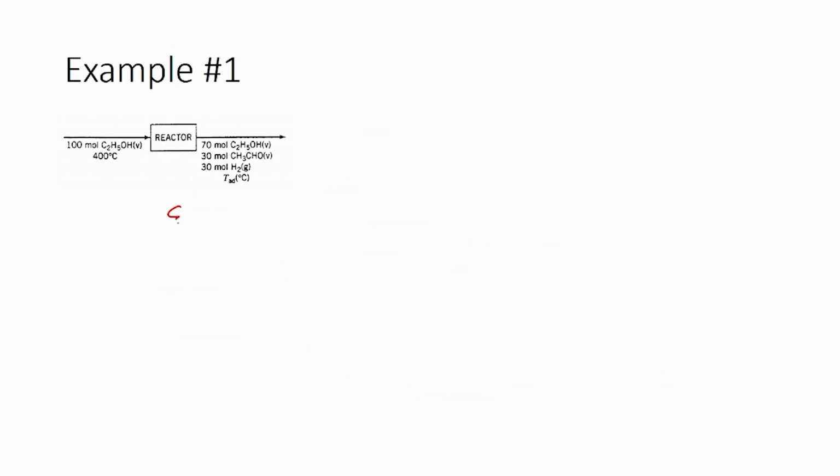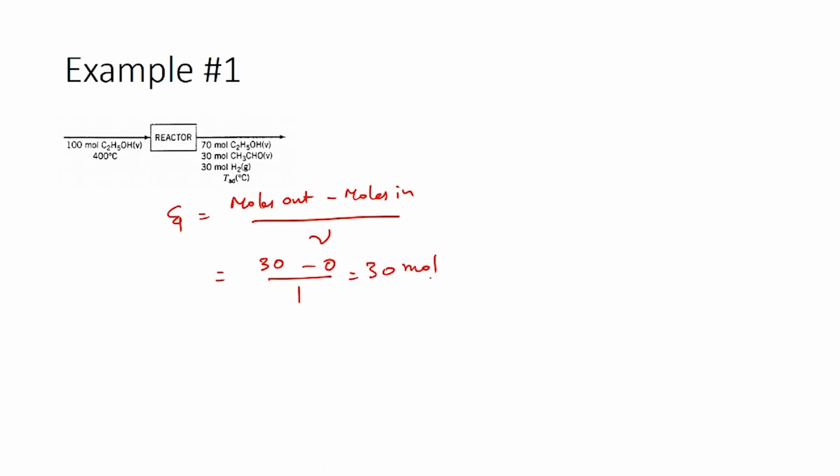So, the first one is the extent of reaction. Extent of reaction would be equal to number of moles out minus moles in divided by stoichiometric coefficient. So, we have 30 moles of acetaldehyde which is leaving the system, 0 moles of acetaldehyde entering the system, divided by stoichiometric coefficient of acetaldehyde, which is 1, giving you an extent of reaction of 30 moles. So, now we have the extent of reaction. Next thing is for us to identify the heat of reaction.